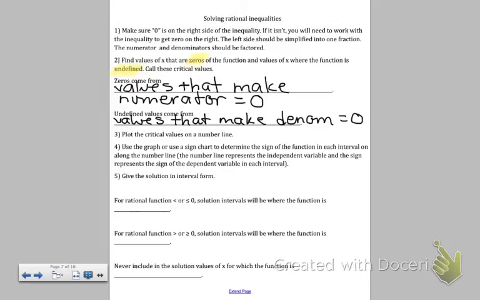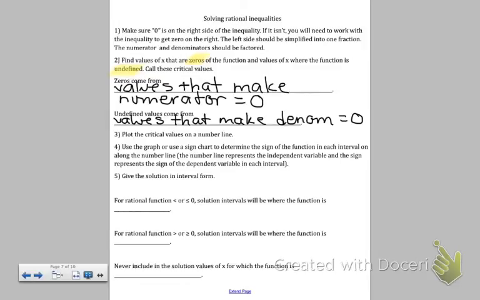We then need to put all of those numbers, zeros and undefined values, on the number line, that x-axis number line, and we need to use a sign chart to determine when it's positive and when it's negative. Now, you can either plug in values to figure out when it's positive or negative, or you can use the graph.